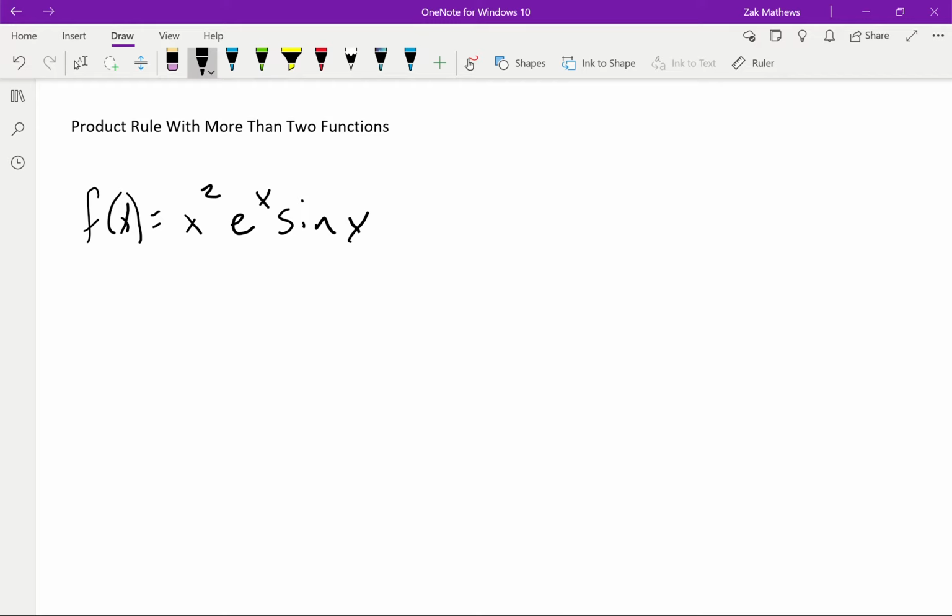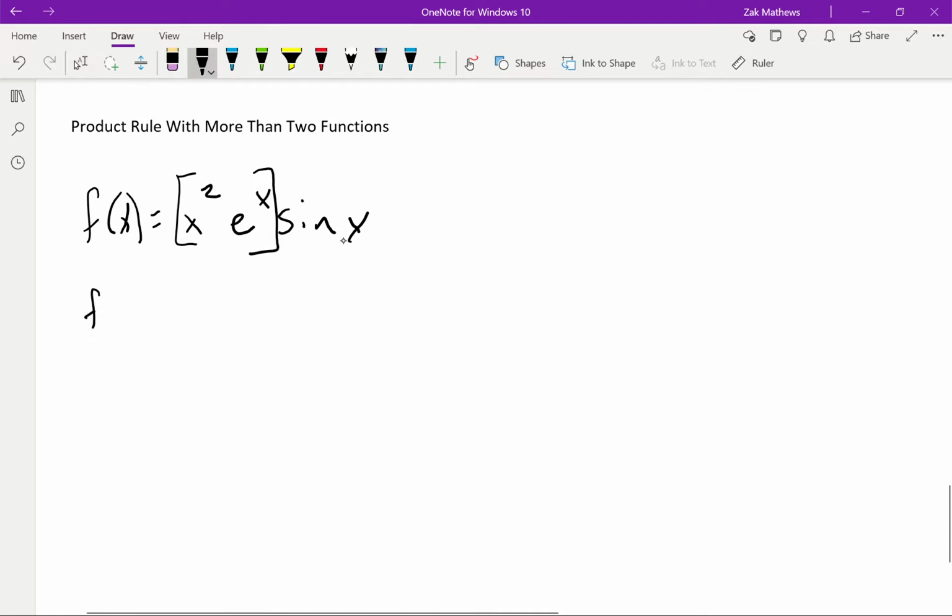To do this, I'm going to start by grouping two of these functions. And it makes no difference which ones we group, because this is just for my purposes. I want to be able to apply the product rule like we know it with just two things. So I need to be able to see visually two things. I'm just grouping these first two elements, and sine by itself.